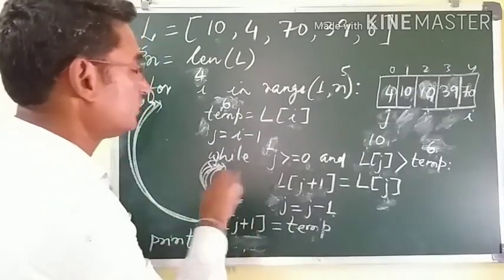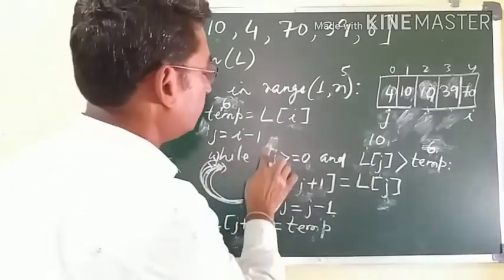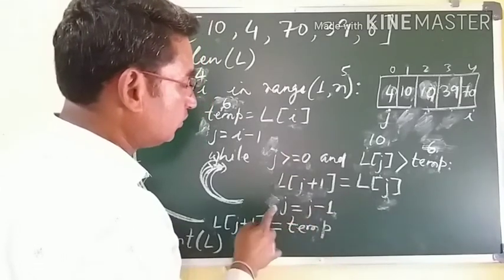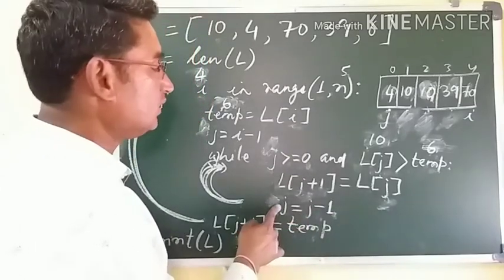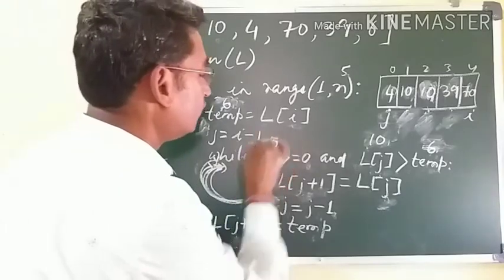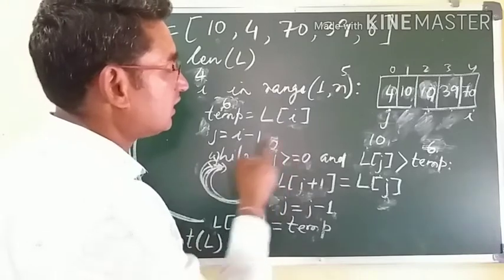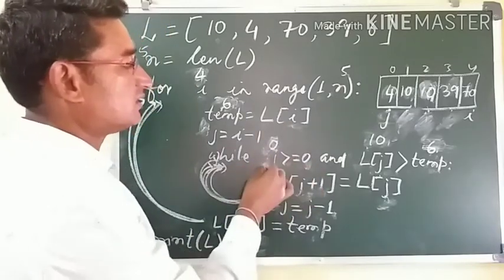Again it will come into this loop. The value of J equal to J minus 1. J was 1 here, 1 minus 1, 0. Now J is 0 here. Again it will come here. The value of J is 0. Now 0 greater than or equal to 0. 0 is not greater, but it is equal to 0. It means this condition is true.